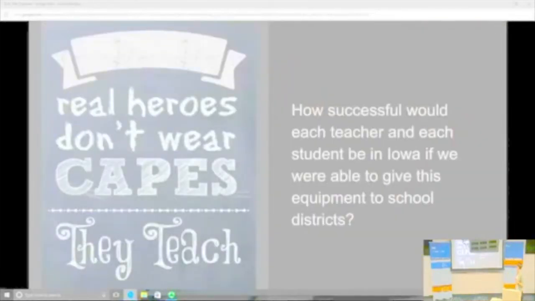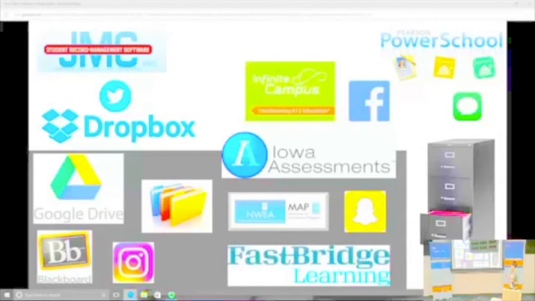How successful would each teacher and each student be in Iowa if we were able to give this equipment to schools and school districts? I've listened to some of you talk today about systems where you're collaborating in colleges with getting information sources all into one place. These are some of the places that we get student data and student information to know how to serve those students. JMC is a recording book, Infinite Campus as well. We know the history of students with their Facebook pages, the Snapchats they're sending. We even have filing cabinets with real paper files, right? We've got grades in Blackboard for students that are doing college classes right now.